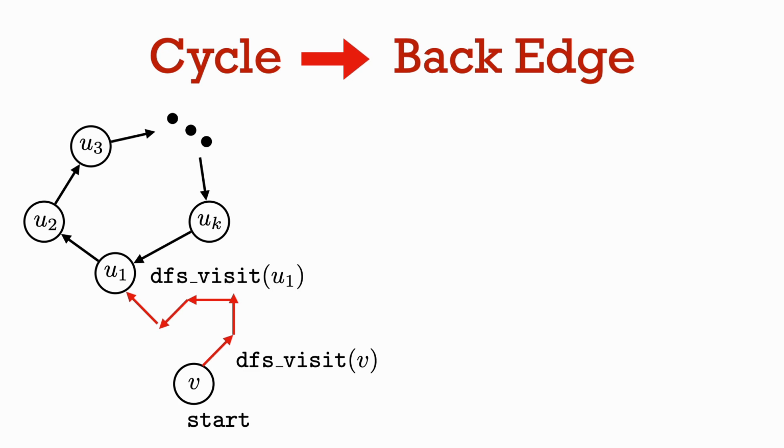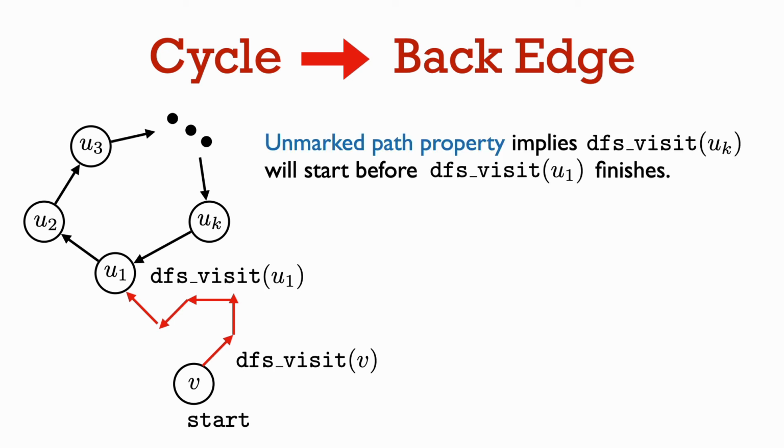And now we can use the unmarked path property. When DFS visit on U1 starts, all of the vertices U2 through UK are unmarked. That's because of our assumption that U1 is the first vertex on the cycle that we reach in DFS visit of V. So the unmarked path property implies that DFS visit of UK will start before DFS visit of U1 finishes. And this is exactly what we need to see that we're going to find a back edge.